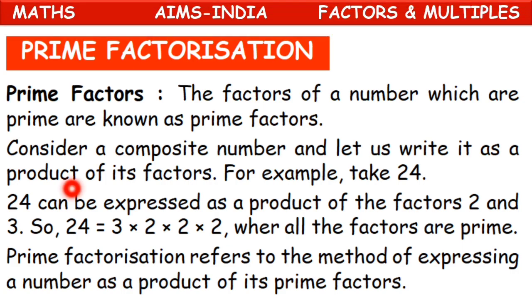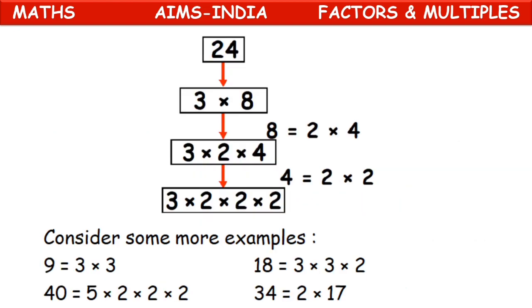Now consider a composite number and let us write it as a product of its factors. For example, take 24. 24 can be expressed as a product of the factors 2 and 3. 24 is equal to 3 into 2 into 2 into 2. Here all the factors are prime. So prime factorization refers to the method of expressing a number as a product of its prime factors.